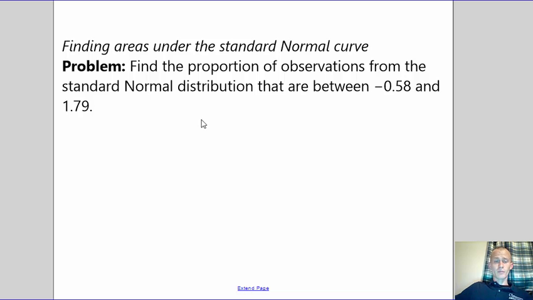So here is our next problem. We're going to find the areas under the standard normal curve, and it asks for the proportion of observations between two numbers. So take a moment and calculate those z-scores. So here's our next problem. It wants to find the proportion of observations that are between these two z-scores. So you're going to need to either use your tables or technology and find those proportions in the method of your choosing.